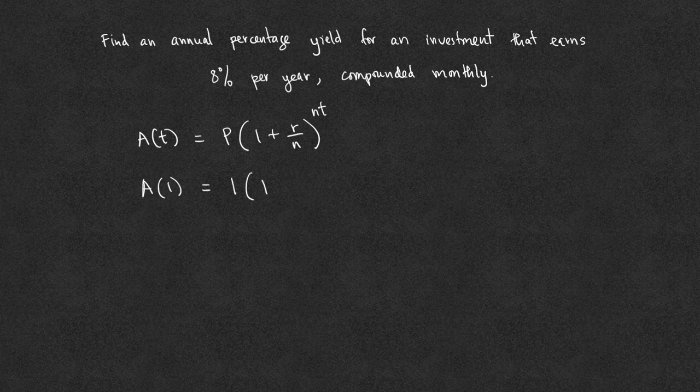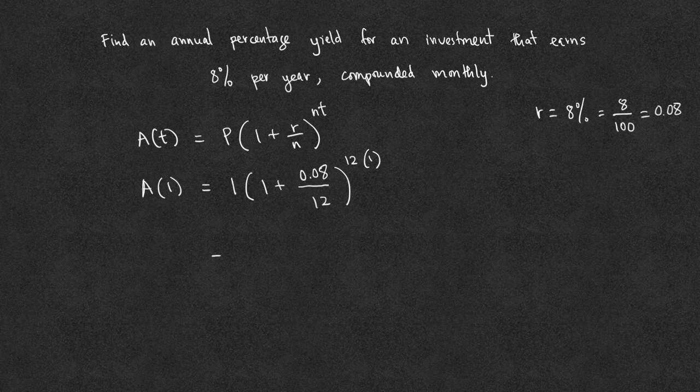Open the parentheses, 1 plus r. The r is the nominal rate and it has to be in decimal. 8% is 8 over 100, which is 0.08. N is the number of times the interest is compounding. In this case, monthly, so it is 12 a year, and n is again 12. T in this case is only 1 because this is the annual percentage yield, the yield after 1 year.